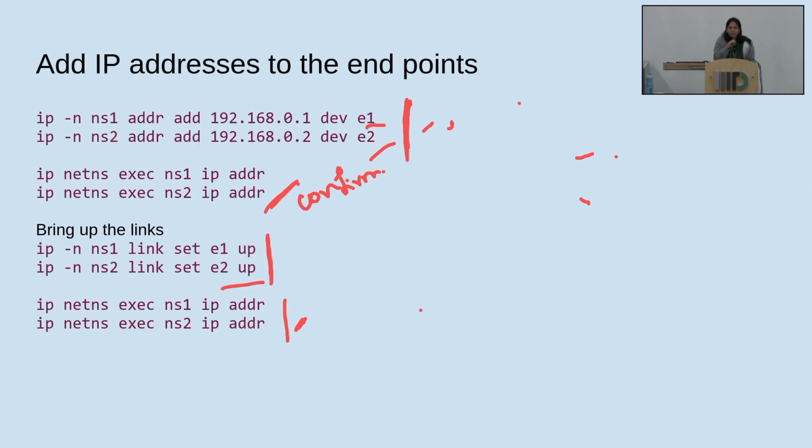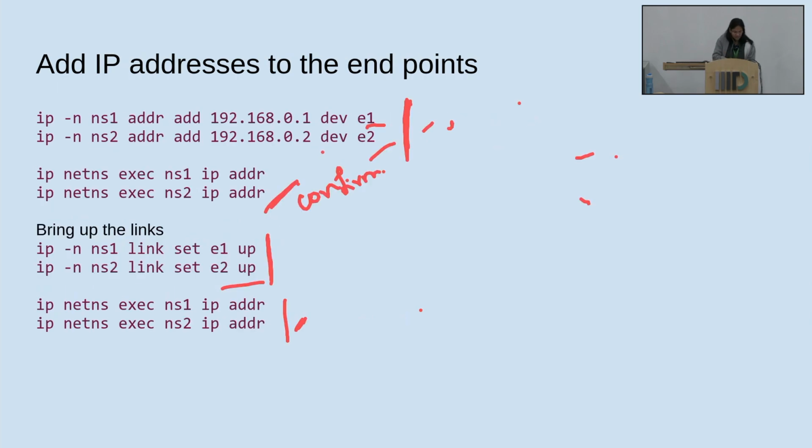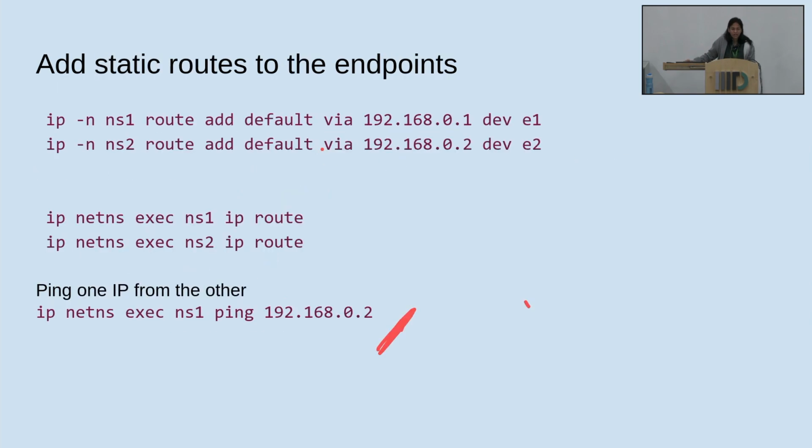So are we done here? Please raise your hands if you're done with commands on this slide. Great. So what I'll ask you to do is, now that you have assigned the IP addresses here, let's see if they are able to connect to each other. Just run this ping command here from network namespace 1 to connect to network namespace 2.